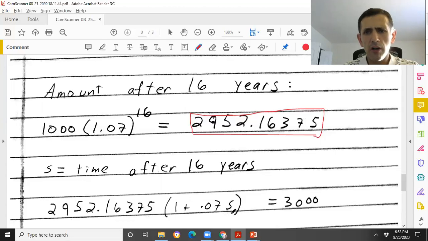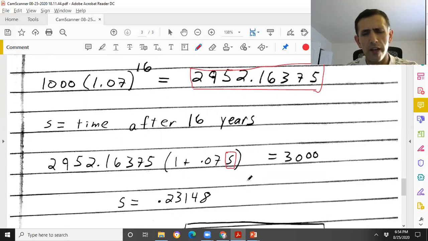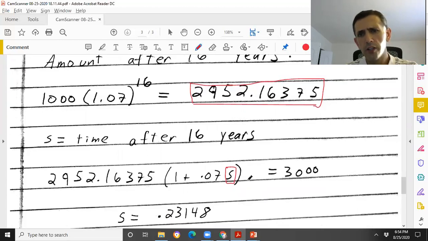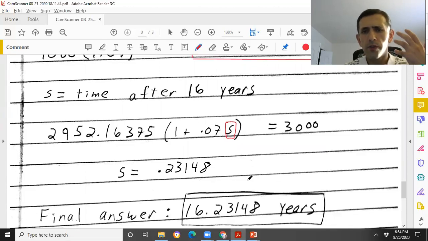Okay, so anyway, we solve for S. This is very easy. Just divide everything by 2952.16375, subtract 1, divide by 0.07. I'll trust that you can solve for S very easily. And if you do that, you get 0.23148. So the final answer is the money is withdrawn after 16.23 years, which is roughly 16 years and 3 months. 0.23 is roughly 0.25, which is 1/4 of a year, which is 3 months.